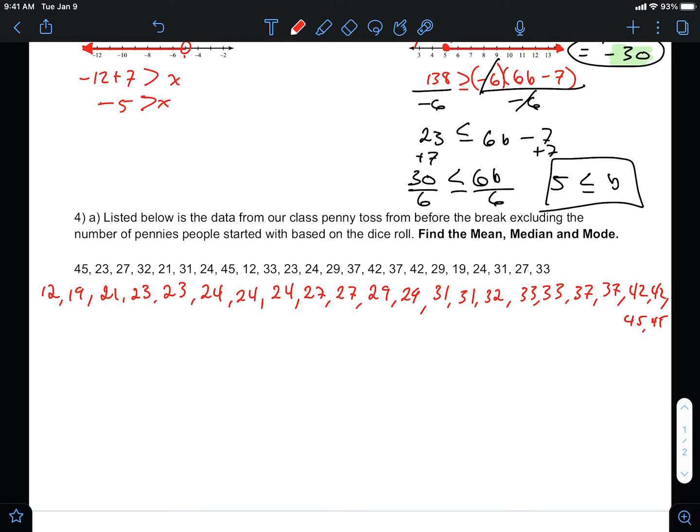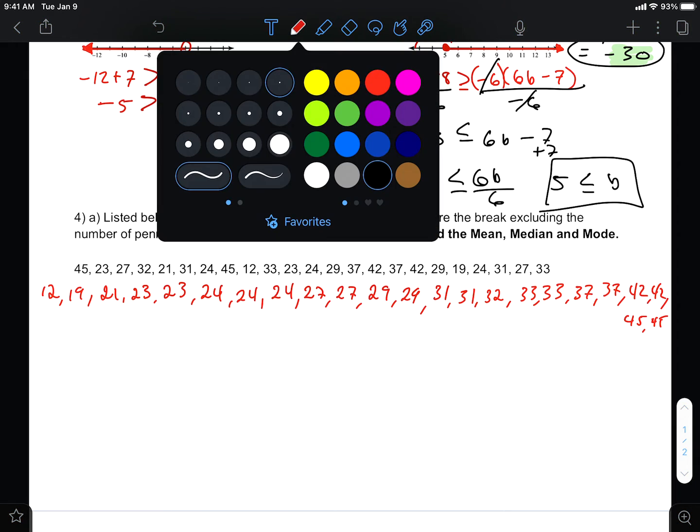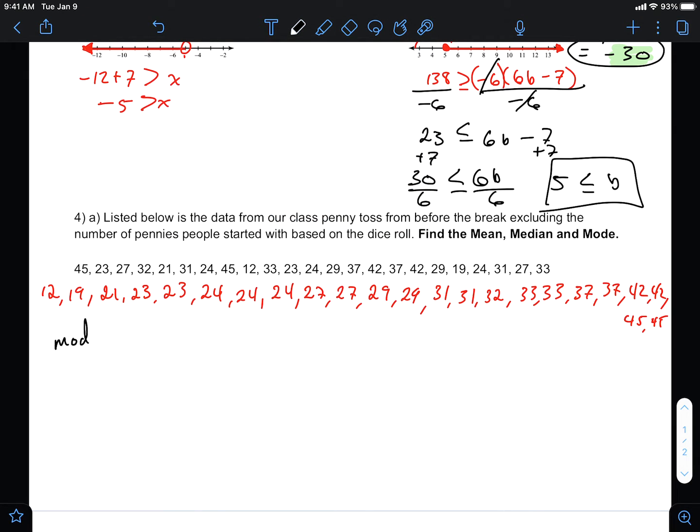All right. I almost made it. Not quite. Could have shrunk it. Okay. Mean, median, mode. So start with the easy one. The one that requires the least amount of work is which one? Mode. So just count the one that appears the most.